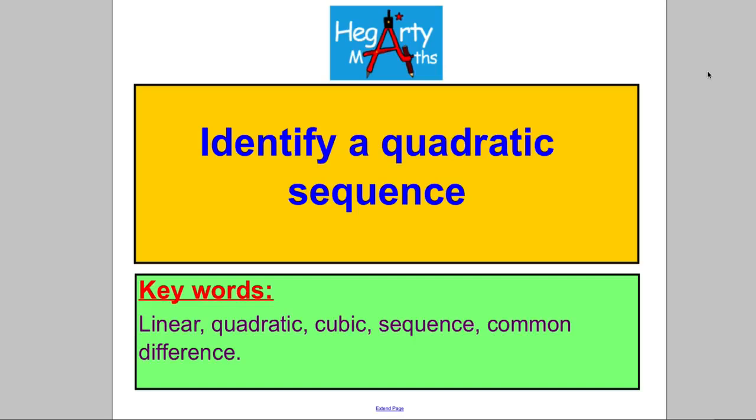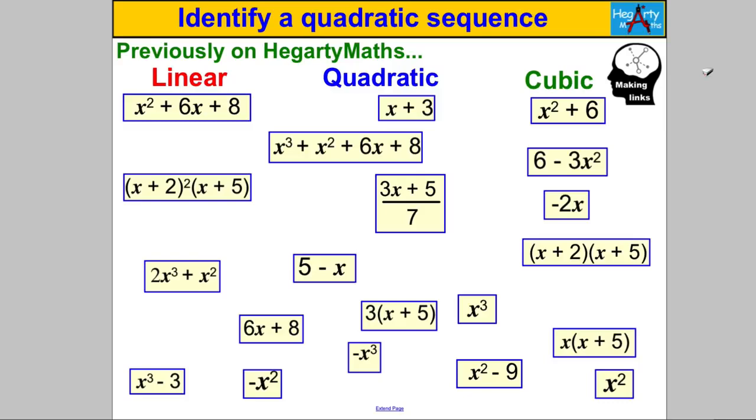It's Mr. Hegarty here, and in this video we are identifying a quadratic sequence of numbers. So let's start with something we should already know. I have previously introduced you to linear expressions, quadratic expressions, cubic expressions when we were talking about algebra.